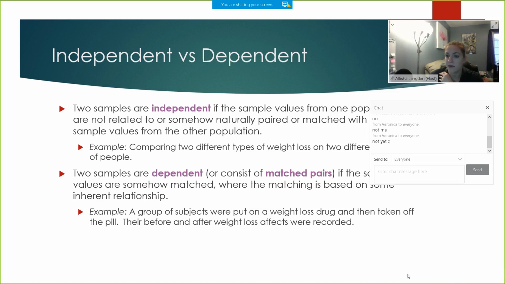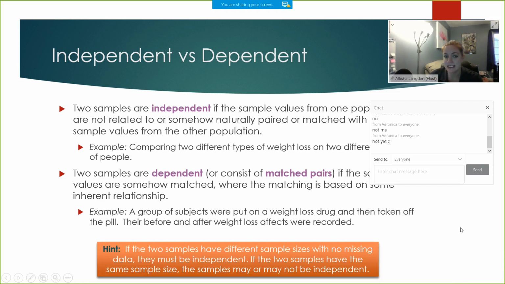A good rule of thumb, if you're not quite sure of the difference between independent and dependent, is if you have 2 sample sizes which are different, they're usually independent because that means they can't be matched up. If I have 25 students in one group and 30 students in the other, there are going to be 5 extra students that don't have anybody to match up with, so they're independent. Whereas if the sample sizes are the same, it's more likely that they're dependent. You just have to see if they're matched, or if you can match up those ideas.